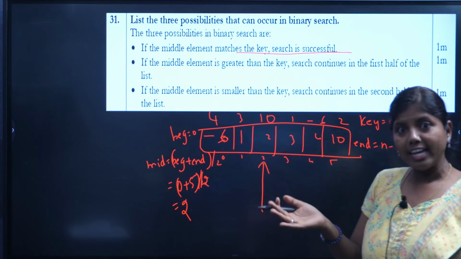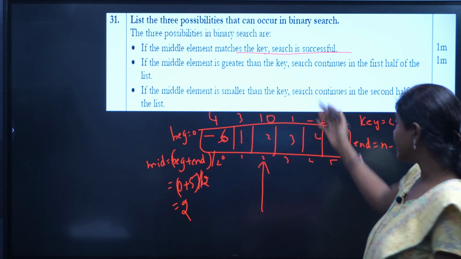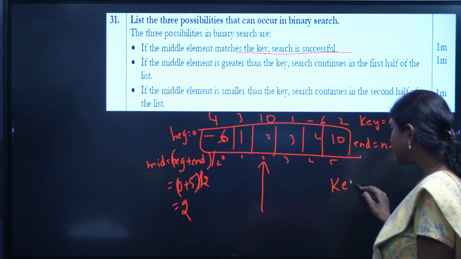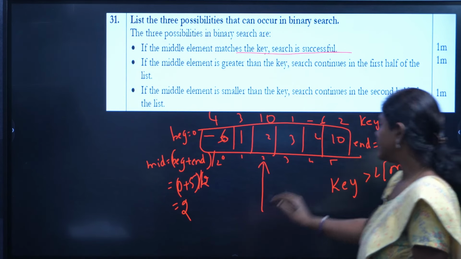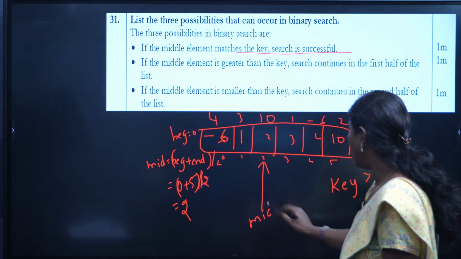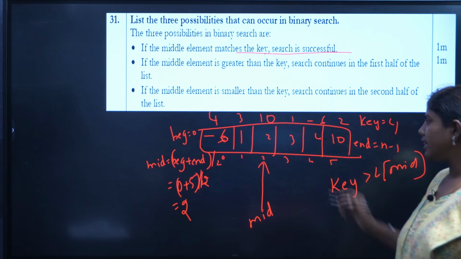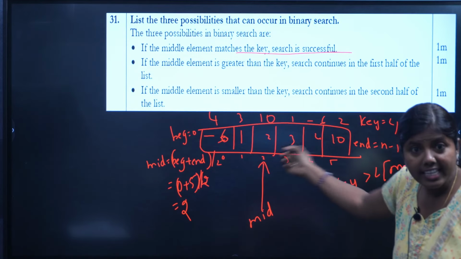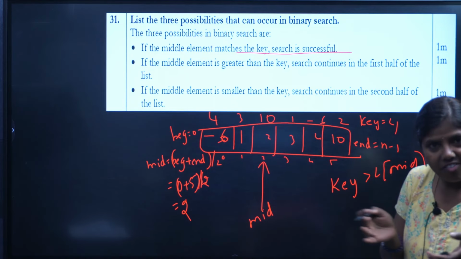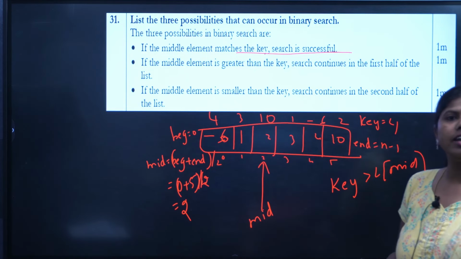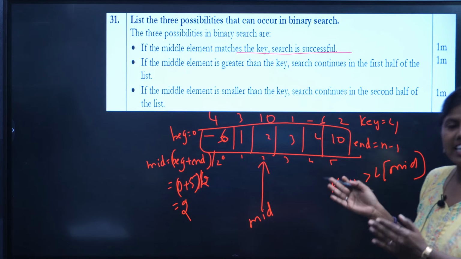What if the element is greater? What if the key element is greater than L of mid? This is going to be my mid. In this case, 4 is greater than 2. Then refix the boundary. Where should I search? On the right side.